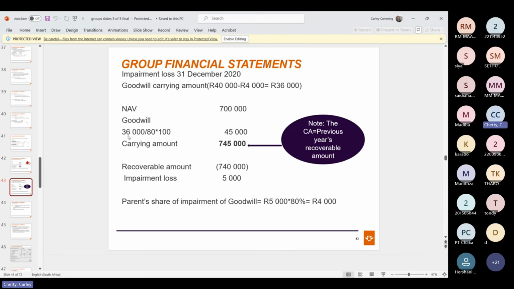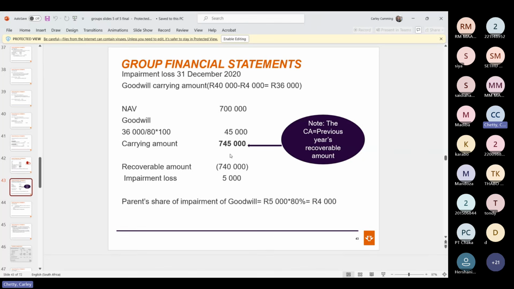So that 36,000 represents 80% of goodwill. So we need to gross this up. So we are going to say 36,000 divided by 80 multiplied by 100. That will give us 45,000. The carrying amount is therefore going to be 700,000 plus the 45,000. That will be 745,000. This is the carrying amount, and we need to compare the carrying amount to the recoverable amount.